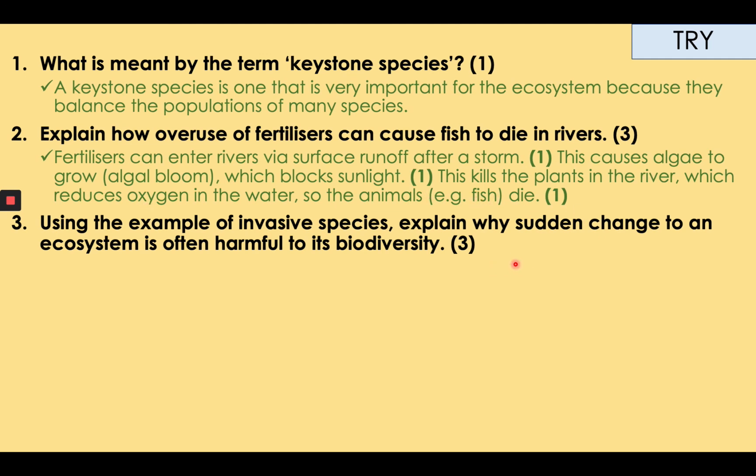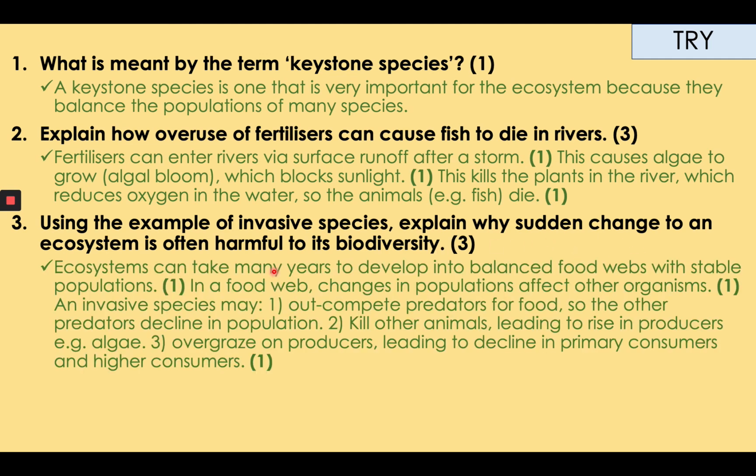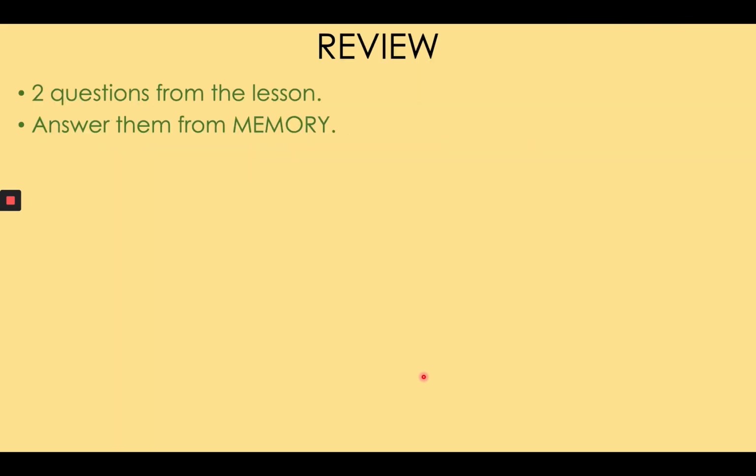3. Using the example of invasive species, explain why sudden change to an ecosystem is often harmful to its biodiversity. Many years to develop into balanced food webs. Changes in populations affect other organisms. And then explain one of these ways that an invasive species can cause a loss of biodiversity. Give yourselves a mark out of the total and make sure that you've added any corrections or missing points.